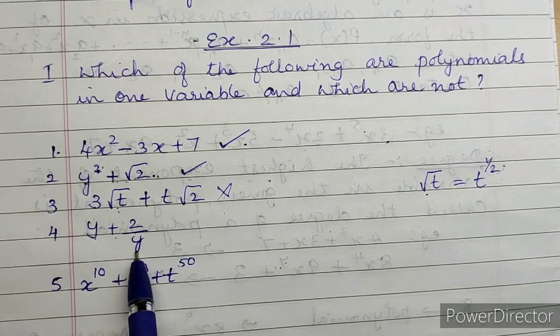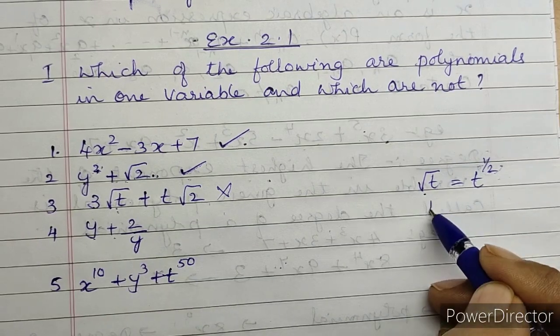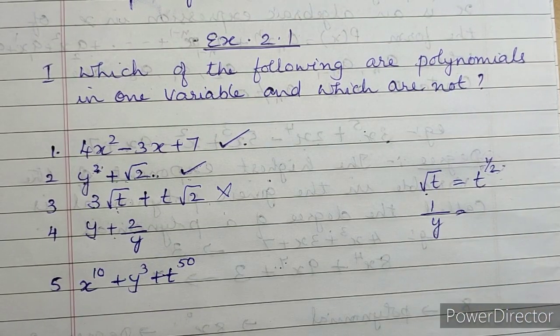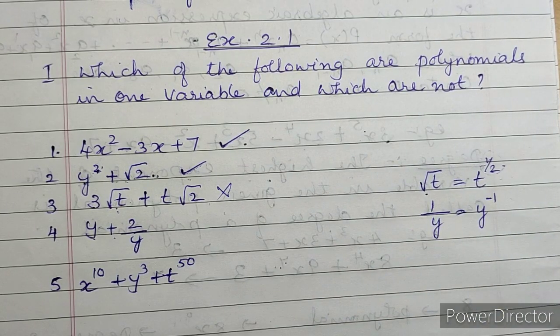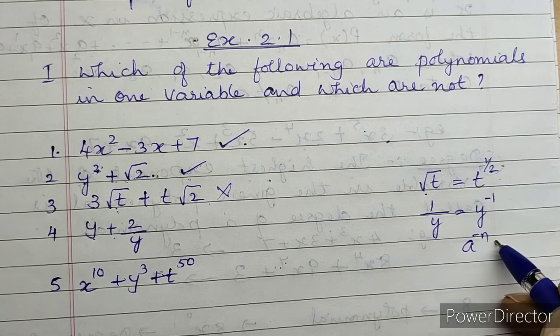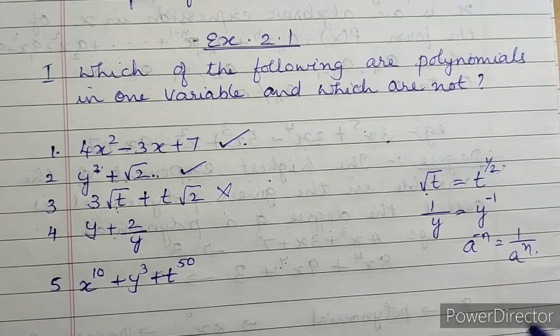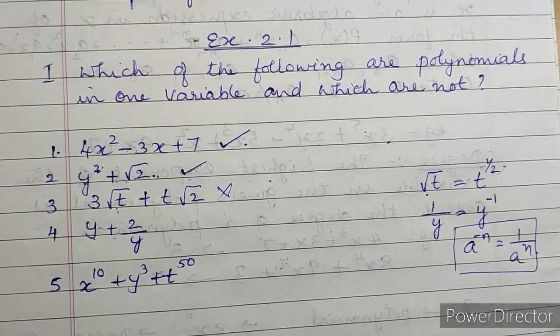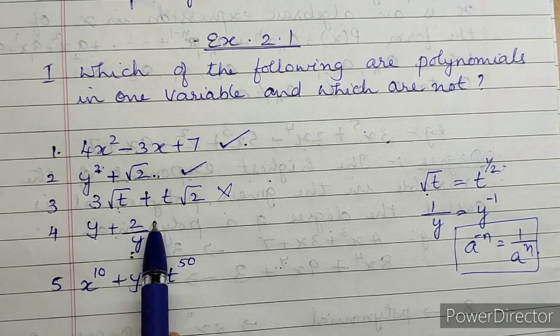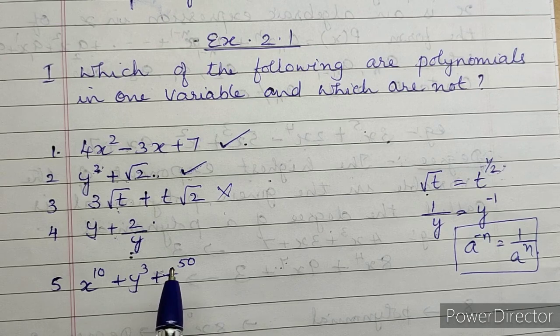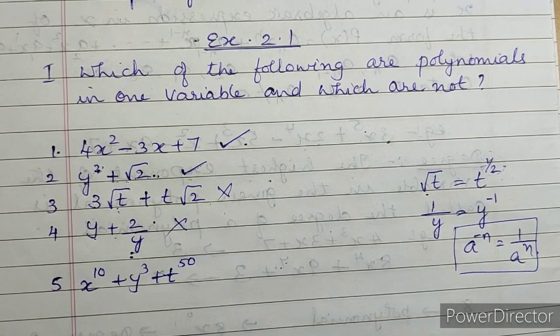y plus 2 by y. So 1 by y, how will you write it in exponential form? y to the power of minus 1. This also you have learned in previous classes, I think in 7th standard. a to the power of minus n is equal to 1 by a to the power of n. This is the rule you have learned. So using that, this will change to y to the power of minus 1. Minus 1 is not a whole number. So this is not a polynomial.